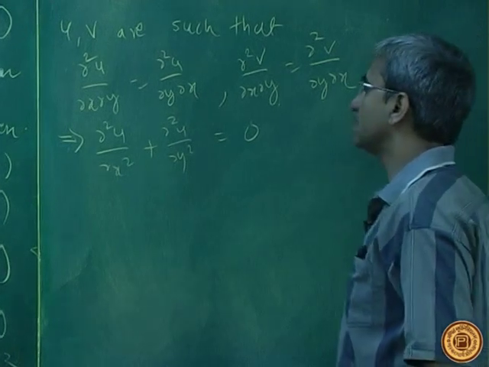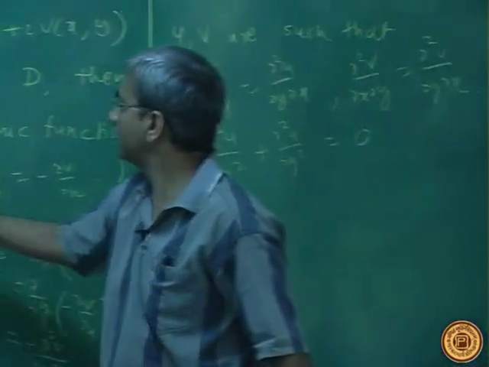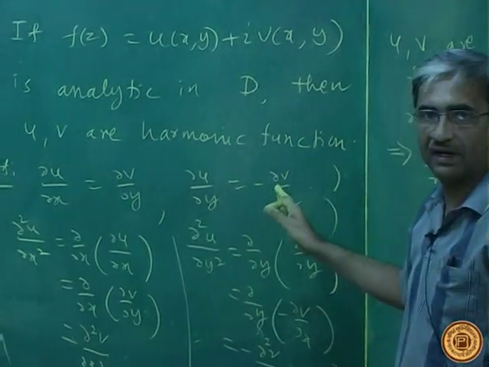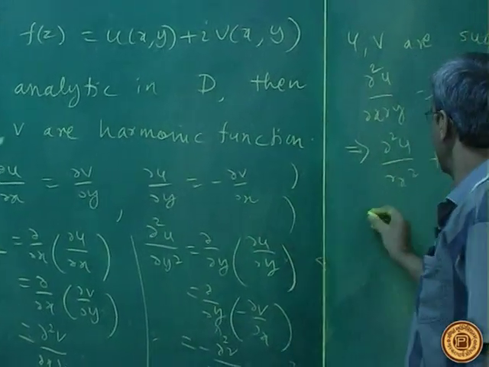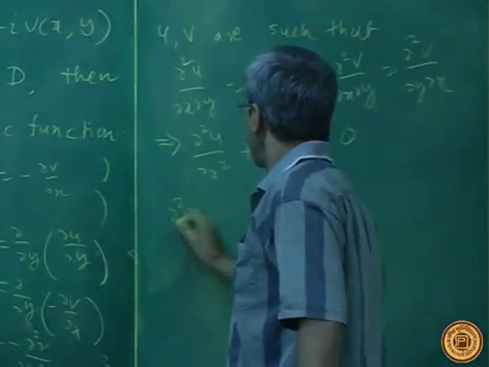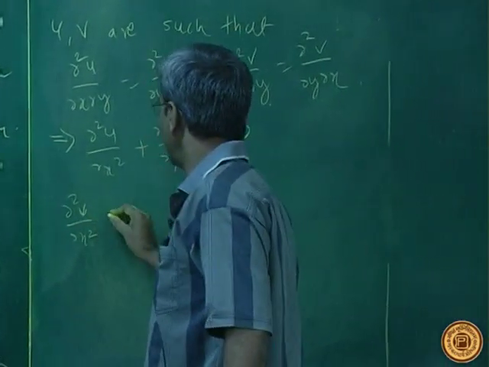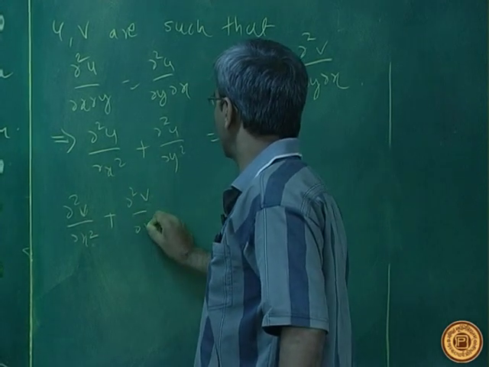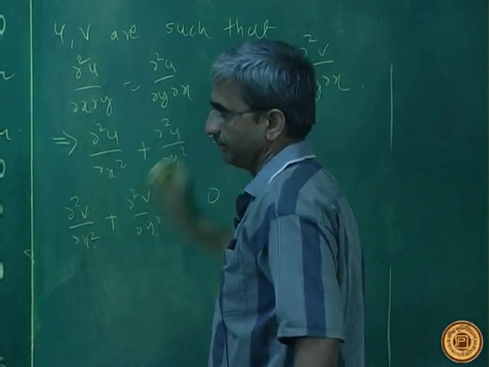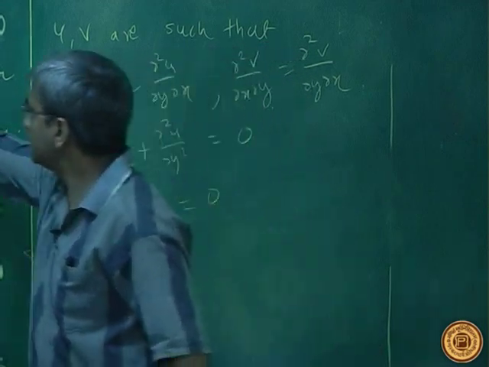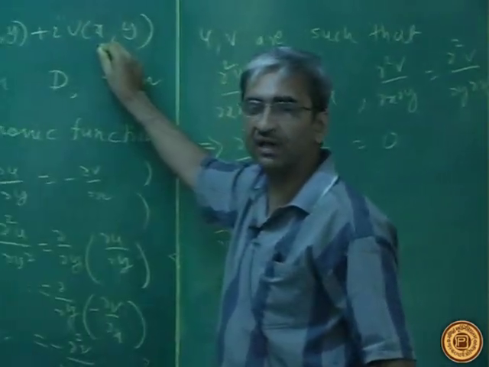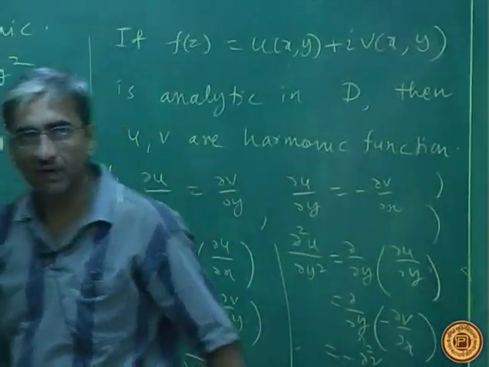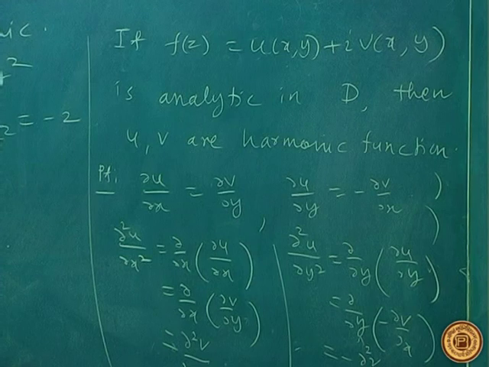And then exactly similarly, if I start differentiating with respect to y, so if I start with dv/dy and dv/dx, then I will get that d2v by dx square plus d2v by dy square, that is also 0. So real and imaginary parts of an analytic function are harmonic.